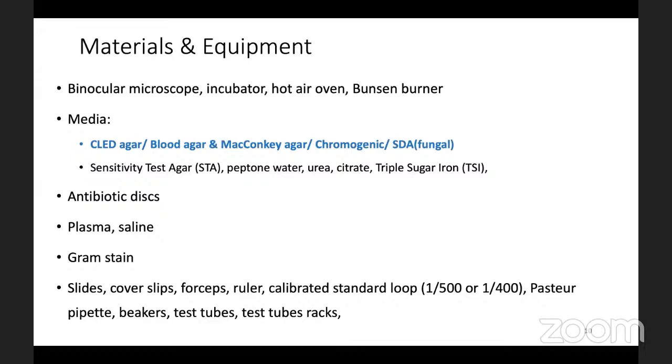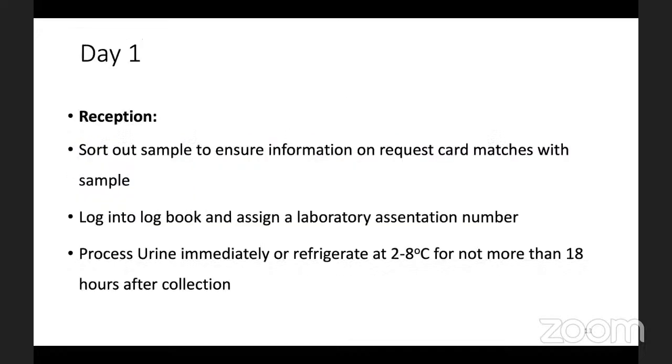You need your antibiotic discs. You need your normal saline. You need your Gram stain sets. You need cover slips, slides, forceps, ruler. You need, very important, calibrated standard loops, one on 500 or one on 400 mil. You need Pasteur pipettes, test tube racks. This will help you with your tests.